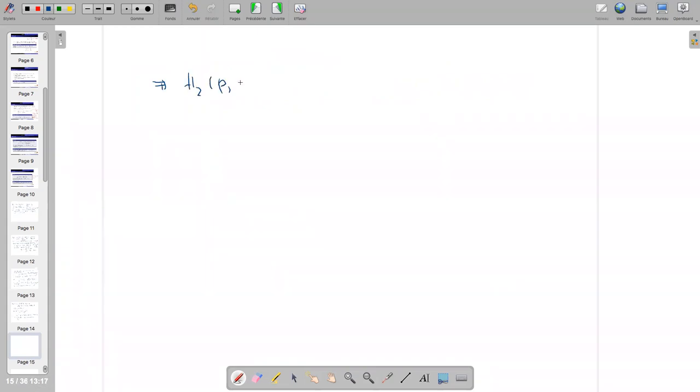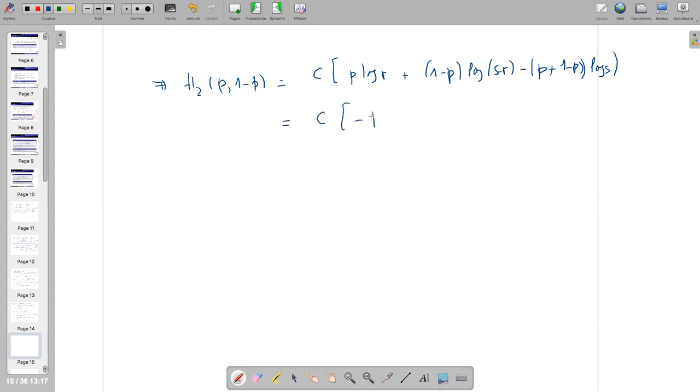And I'll get that for rational P, this will be C times P log R plus 1 minus P log S minus R, minus P plus 1 minus P log S, and this is C times P log P minus 1 minus P log 1 minus P. So this is just algebra. I don't wish to spend the time to do these details. Just write that P is R over S.